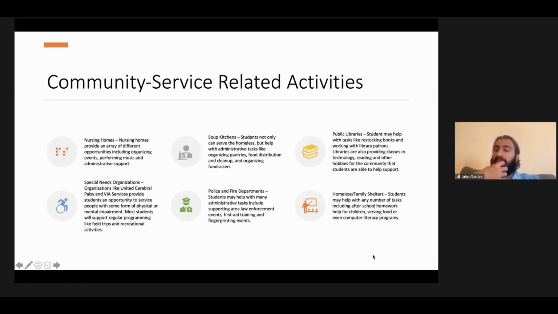And then we've got your community service related activities. I've said it before, I'll say it again, community service is the most underrated aspect of a college applicant's profile. So nursing homes, soup kitchens, public libraries, special needs organizations, police and fire departments, homeless shelters, family shelters, all of these types of organizations are really great for boosting your community service profile. And also being of service to people is an incredibly attractive quality in the college admissions process. So really take advantage of these types of activities where possible.